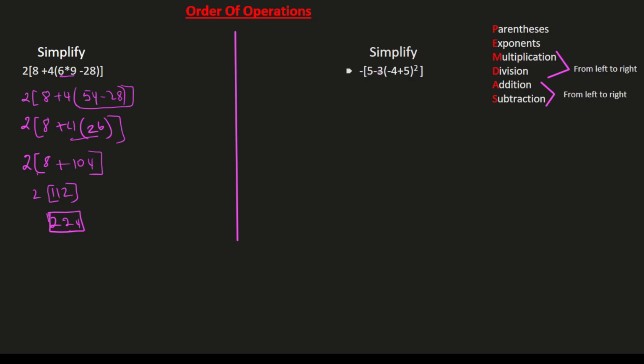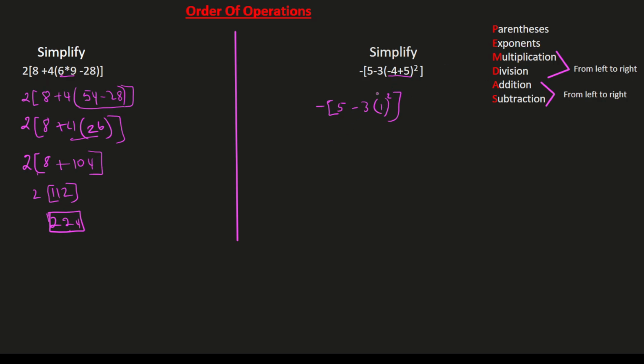For the second one, we're going to do the same thing. We take care of the parentheses. That's what we work with right now. So I'm going to say minus, open bracket, 5 minus 3 factor minus 4 plus 5 is 1. But remember, we still get this square here. We get this square. And now we're going to take care of the exponent.